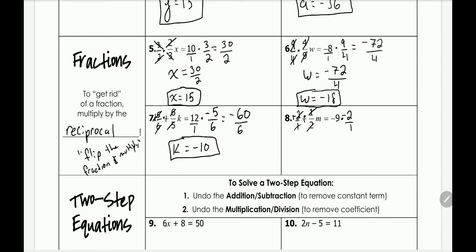2 on bottom, 2 on top, 1 on bottom, 1 on top. 2 negatives make a positive, and we're left with m is equal to, well, we have fractions. What's negative 9 multiplied by negative 2? That gives us positive 18 over 1 times 1 is 1. And 18 over 1 just simplifies to 18. That's our final answer. So, those are some examples for one-step equations and one-step equations with fractions. So, let's talk about two-step equations.